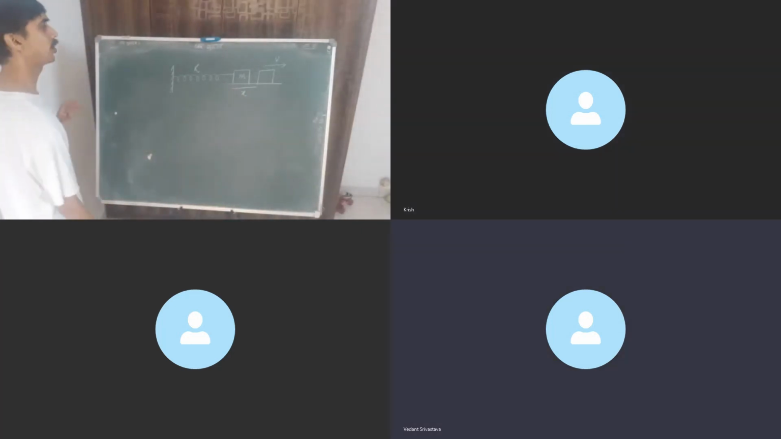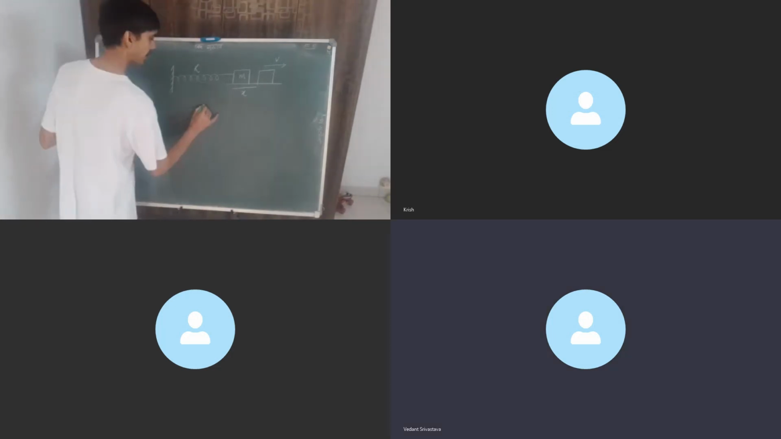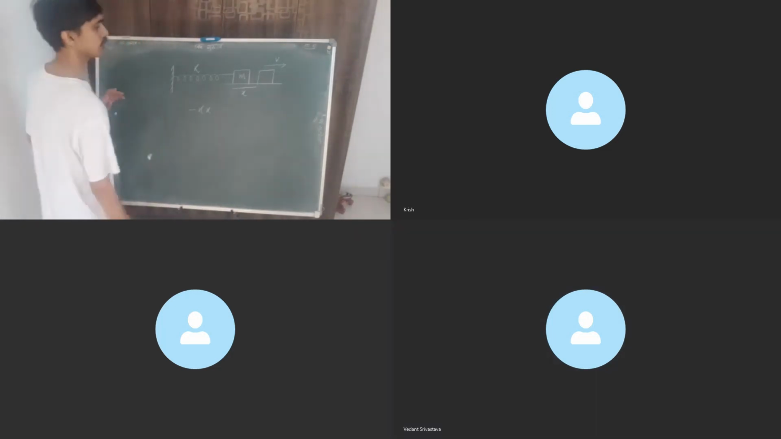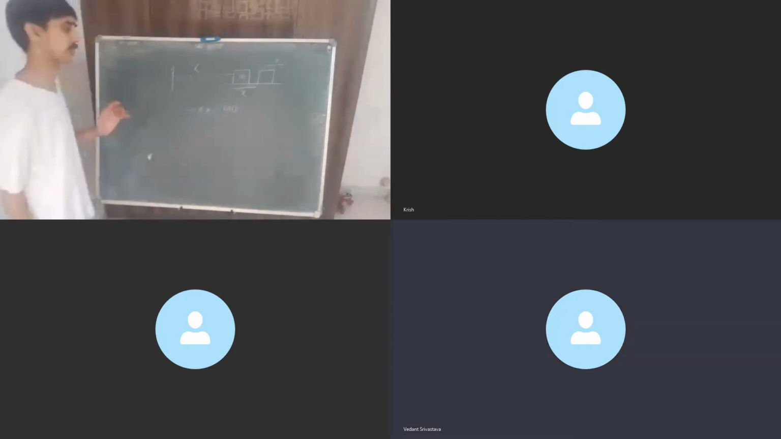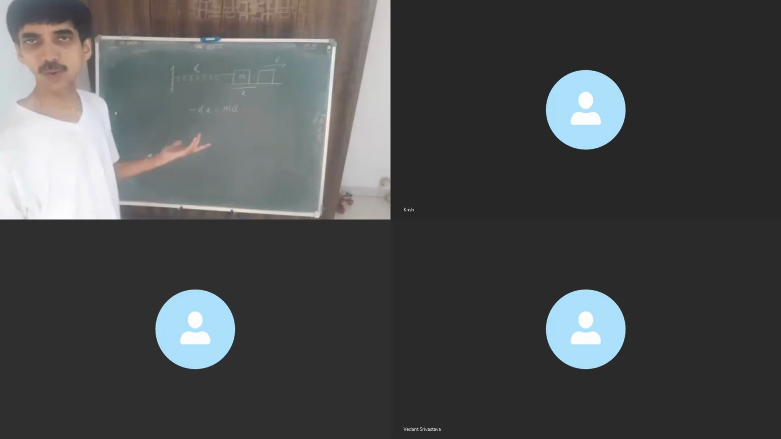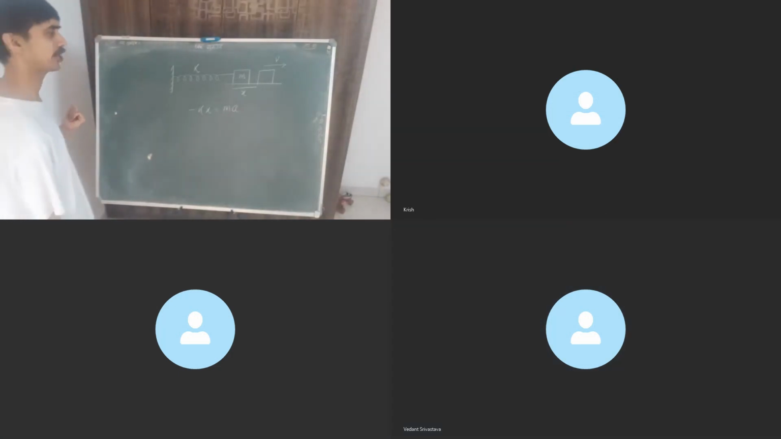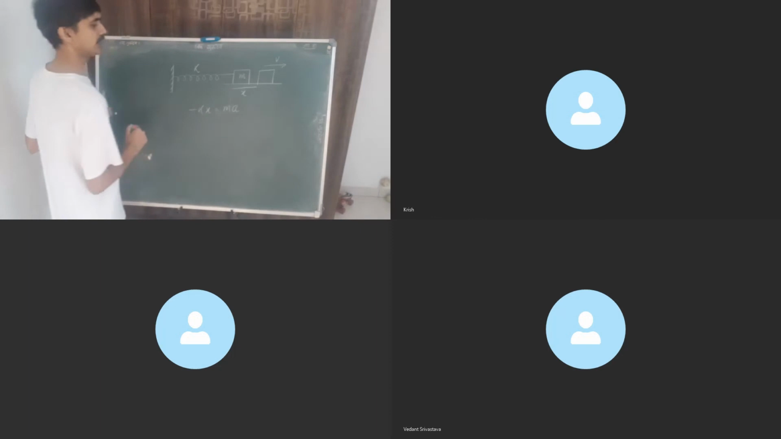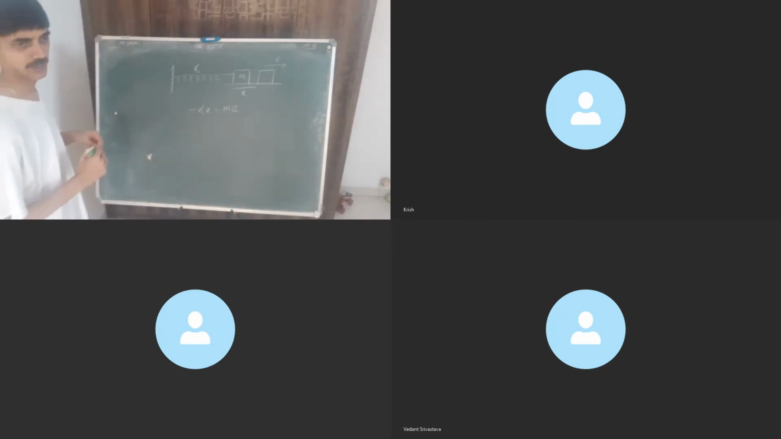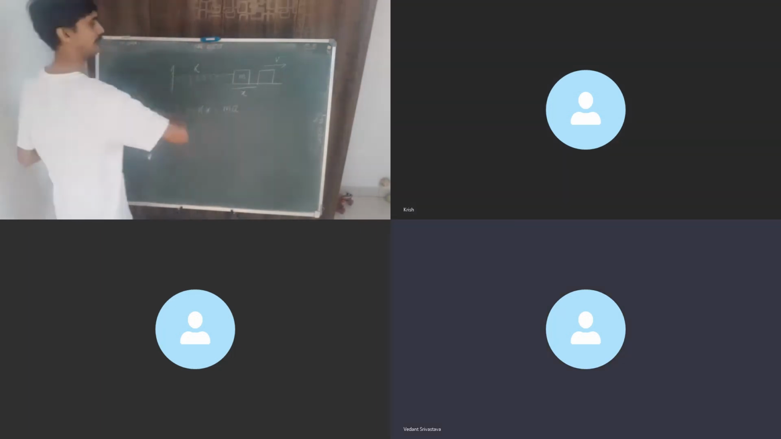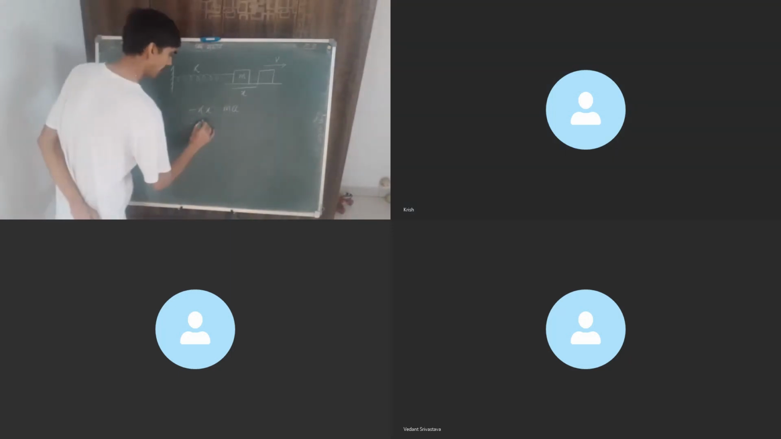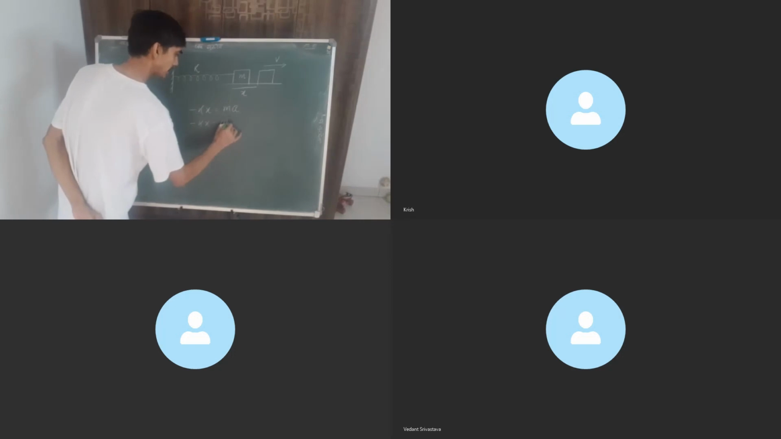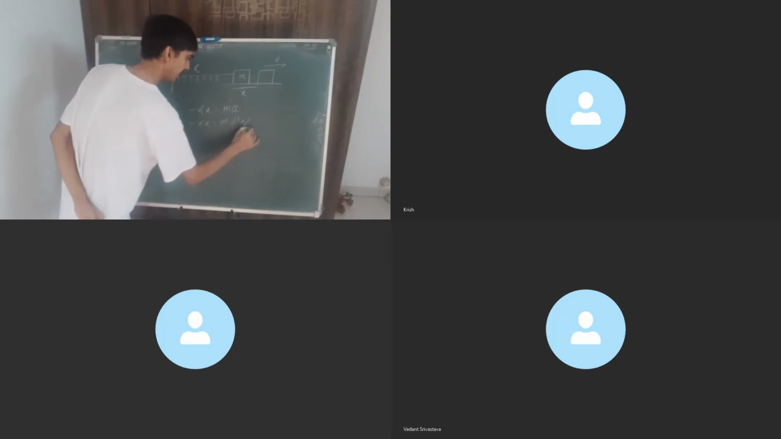Now let me write Newton's second law of motion. What will I write? Minus of kx is equal to m into a. Agreed? Yes, sir. Minus owing to the direction being opposite to acceleration. Displacement to the right, acceleration to the left. Agreed? Yes, sir. So minus of kx is equal to what? M d square x by dt square. Newton's second law of motion.